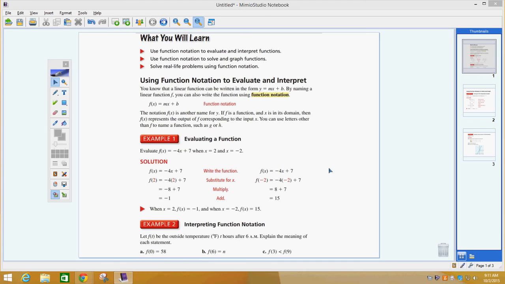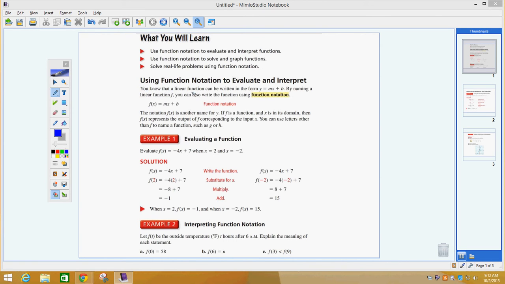Okay, we're going to talk about function notation. You use function notation to evaluate and interpret functions. You use function notation to solve and graph functions or to solve real-life problems using function notation. So what is function notation?